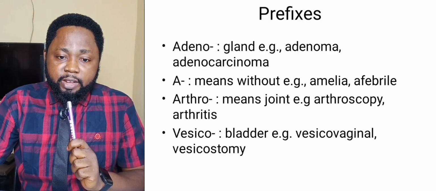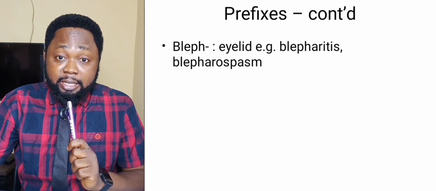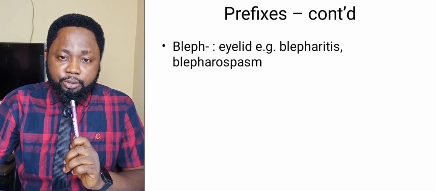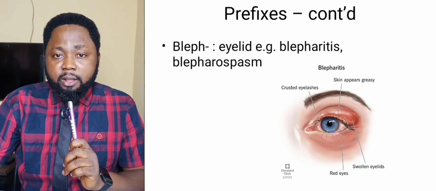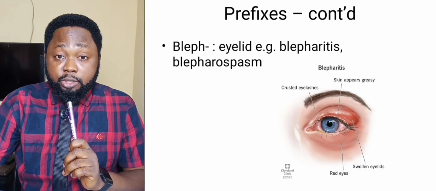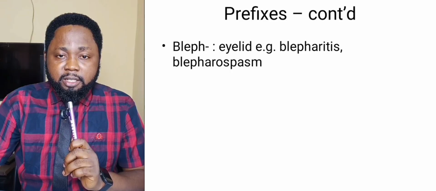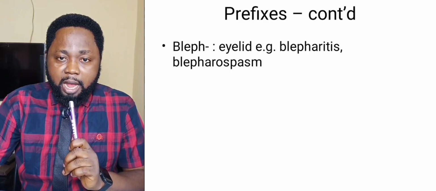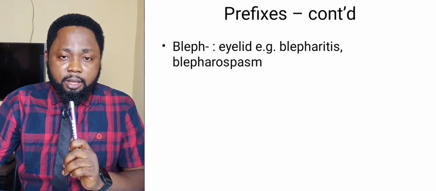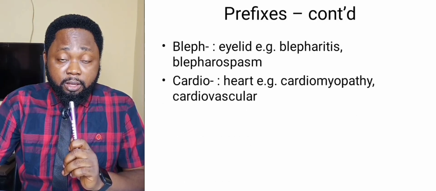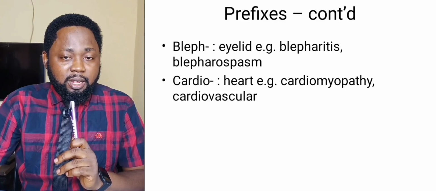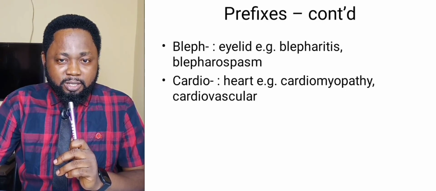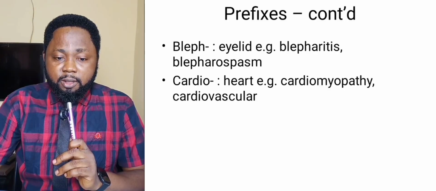Bleph refers to eyelid. Examples include blepharitis, which is inflammation of the eyelid. Blepharospasm is the spasm of the eyelid. Cardio refers to the heart. Examples include cardiomyopathy, which is the disease of the cardiac muscle. Cardiovascular, as in cardiovascular system, which is the system of the heart and the blood vessels.